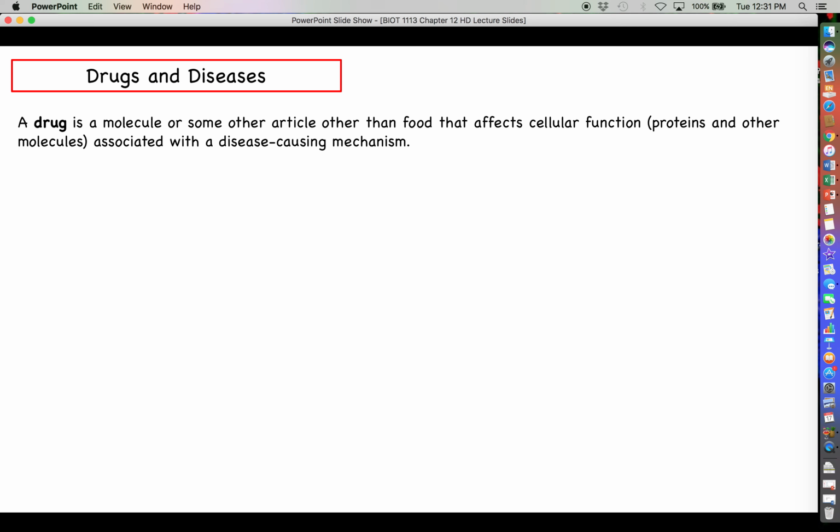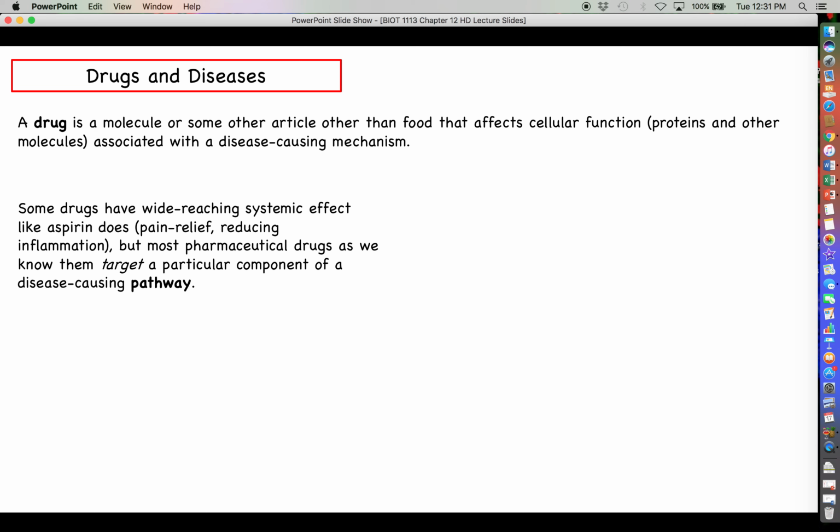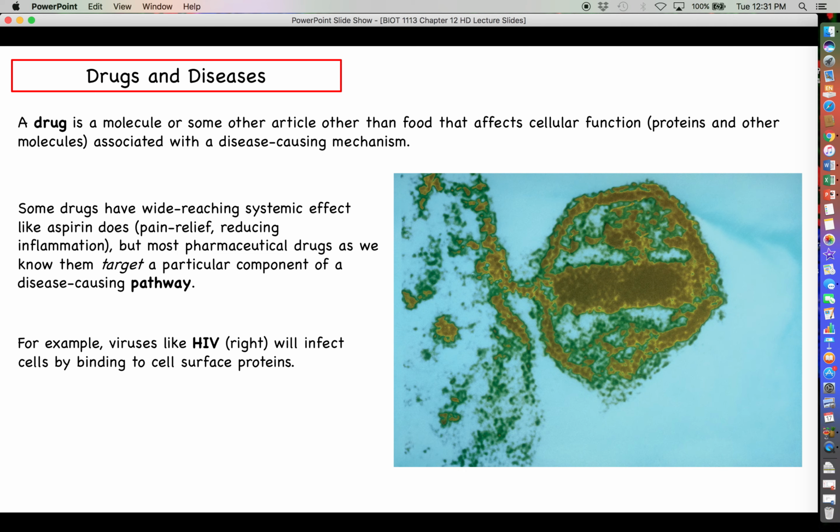So a drug is usually going to have its effect on proteins in or on the cell or some other molecules. Some drugs that we are aware of actually have wide-reaching systemic effects, such as what aspirin does. Aspirin, we understand, relieves pain, reduces inflammation, brings fever down. But most pharmaceutical drugs, as we know them, are going to be targeted at one very specific component of a disease-causing pathway.